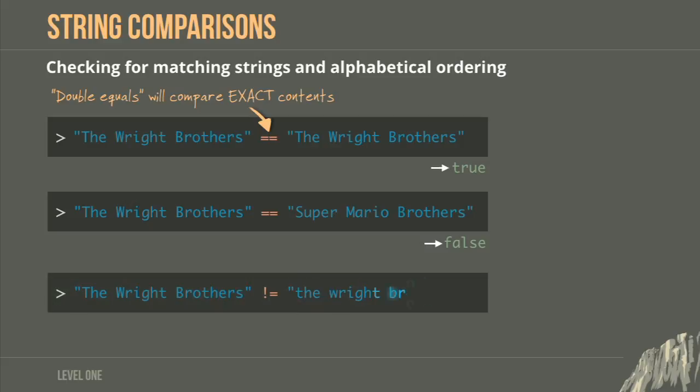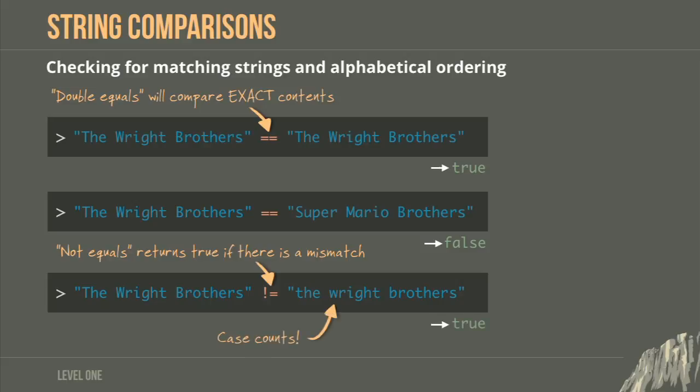Now here's a tricky one. If we see "the Wright brothers" compared with "The Wright brothers" in a not equal situation, this will return a true value. The reason is that those strings are not exactly the same, because JavaScript is case sensitive with regard to strings. So they are not equal.